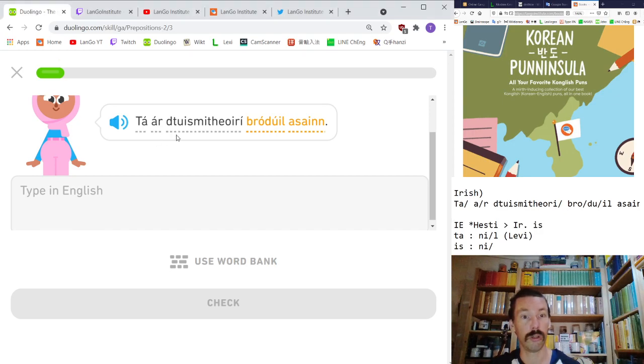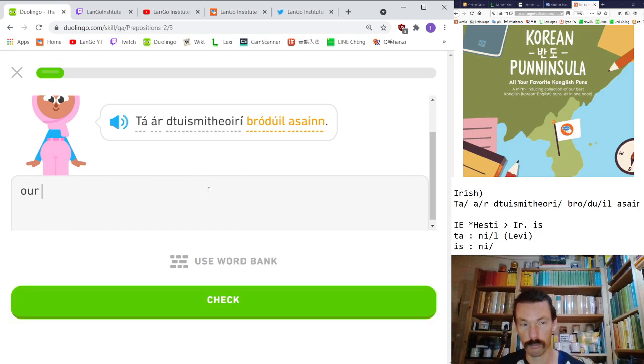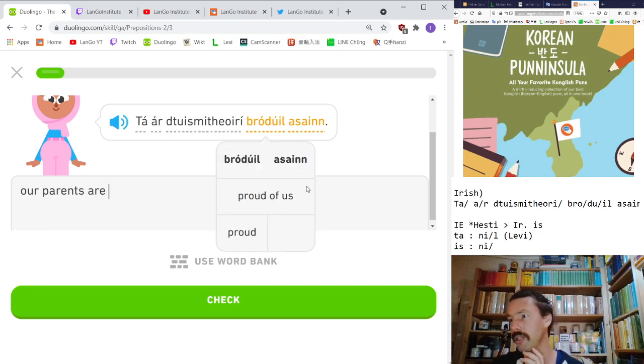Okay, so here, putting it together into the English order, the subject comes right after the verb. Our parents are... Brodúil asainn is complex. It's got an adjective, but it needs more than being proud. I think it's an adjective. Maybe it's a noun. Syntactically, I suppose it could be a noun.